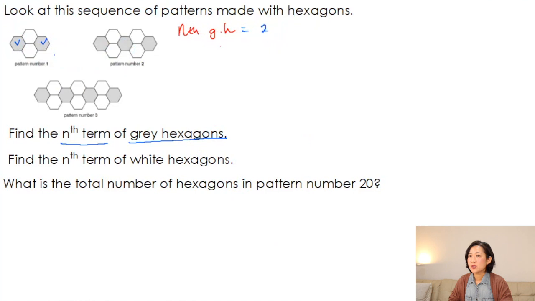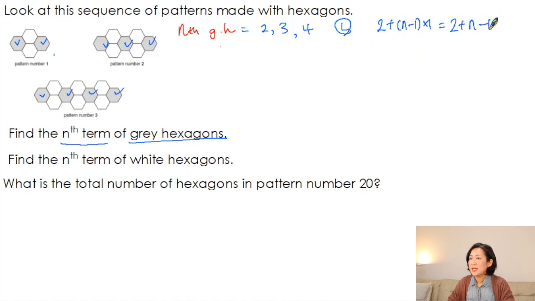So the first has got 2, then the second term is 3, the third term is 4. Then it looks like a linear sequence because it increases by 1, right? So let's find our formula. That is the first number plus n minus 1 times 1. Then let's simplify it. 2 plus n minus 1 gives you n plus 1 as the formula. Then we can just write down n plus 1 as the answer.